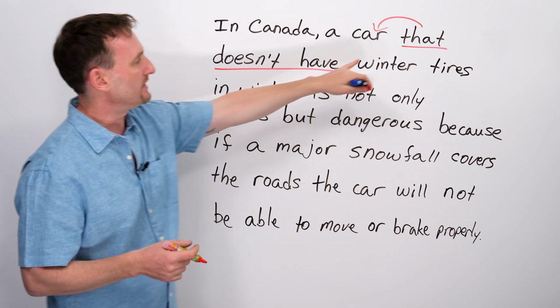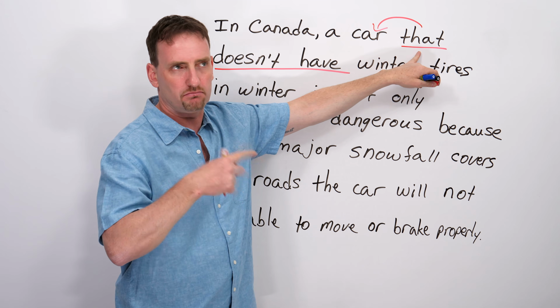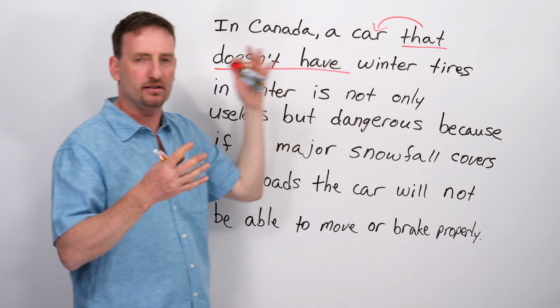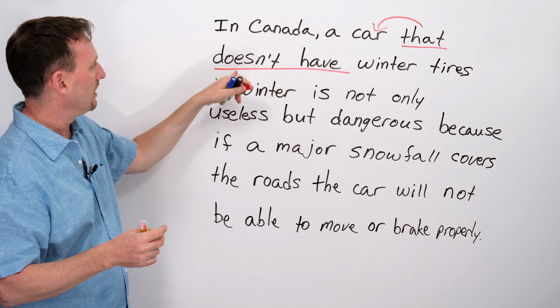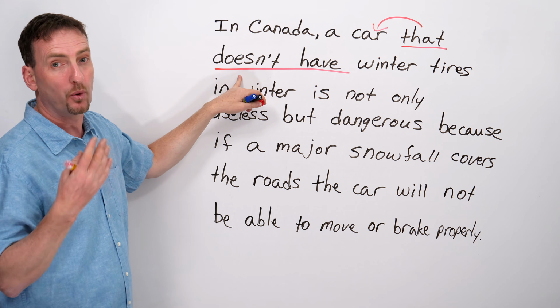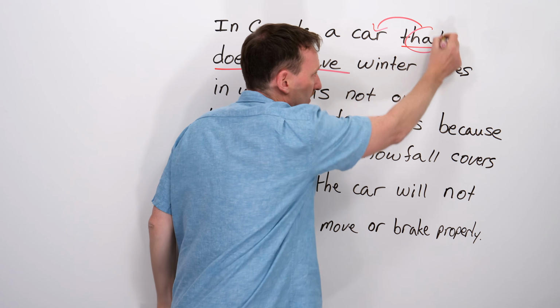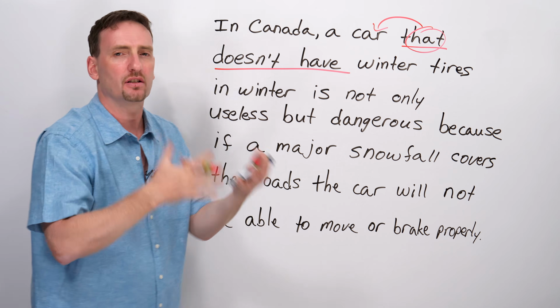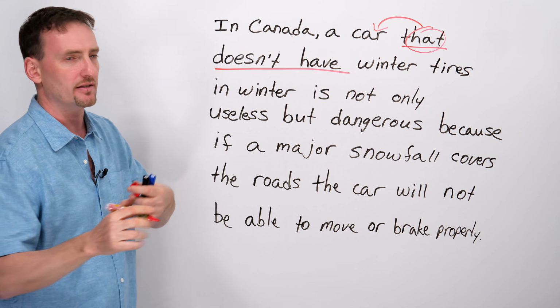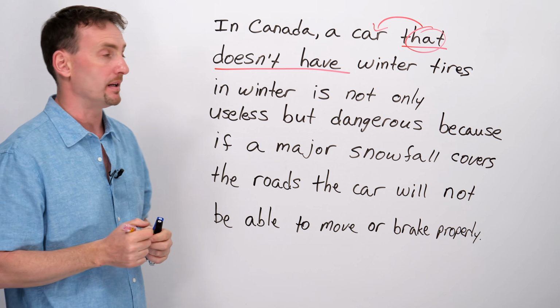So you have the clause conjunction. What's the rest of it? Subject, verb. I only see "doesn't have." Where's the subject? This is not only the conjunction, it's also the subject. Remember, in adjective clauses, the conjunction can be the subject.